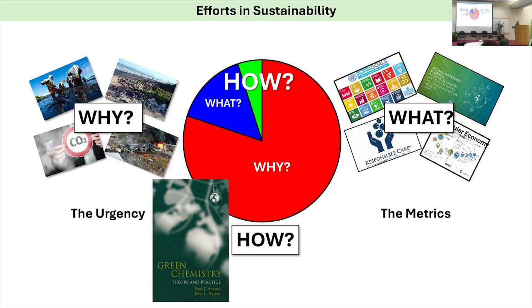And so really what we need to do is also make sure we're focusing on how. All right? Because how is how we move away from this. And that's where I feel the field of green chemistry addresses the urgency, which is important. It addresses the metrics, but you can't measure something that hasn't been invented yet. And so we need to invent these technologies, and we need to get on it really fast.